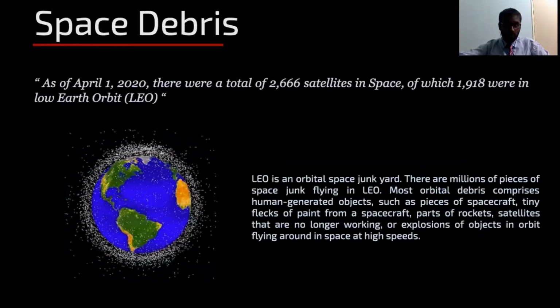Space debris. LEO, also known as the lower Earth orbit, is just an orbital space junkyard. There are millions of pieces of space junk flying around in the LEO. Most orbital debris comprises human-generated objects such as pieces of spacecraft and rockets, satellites that no longer work, and explosions of objects in orbit, flying around in space at high speeds. There are no international space laws to clean up the debris in our lower Earth orbit.